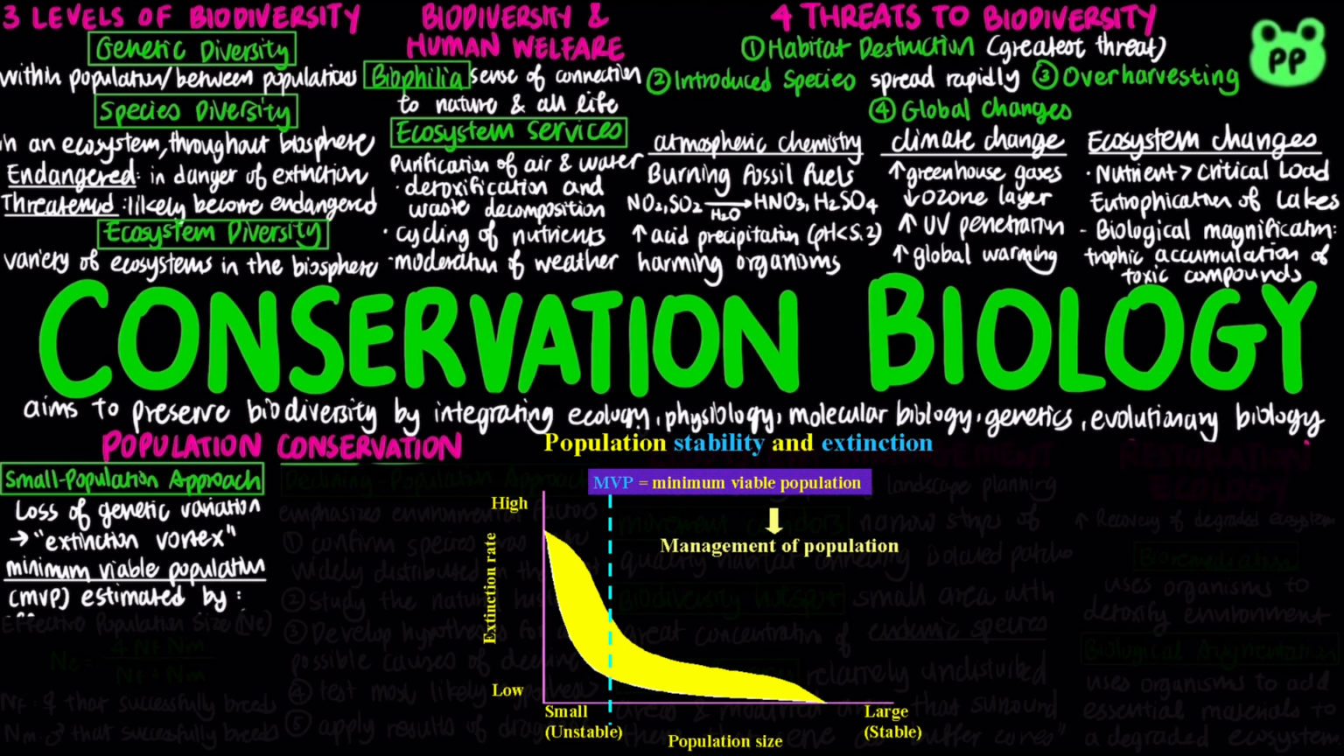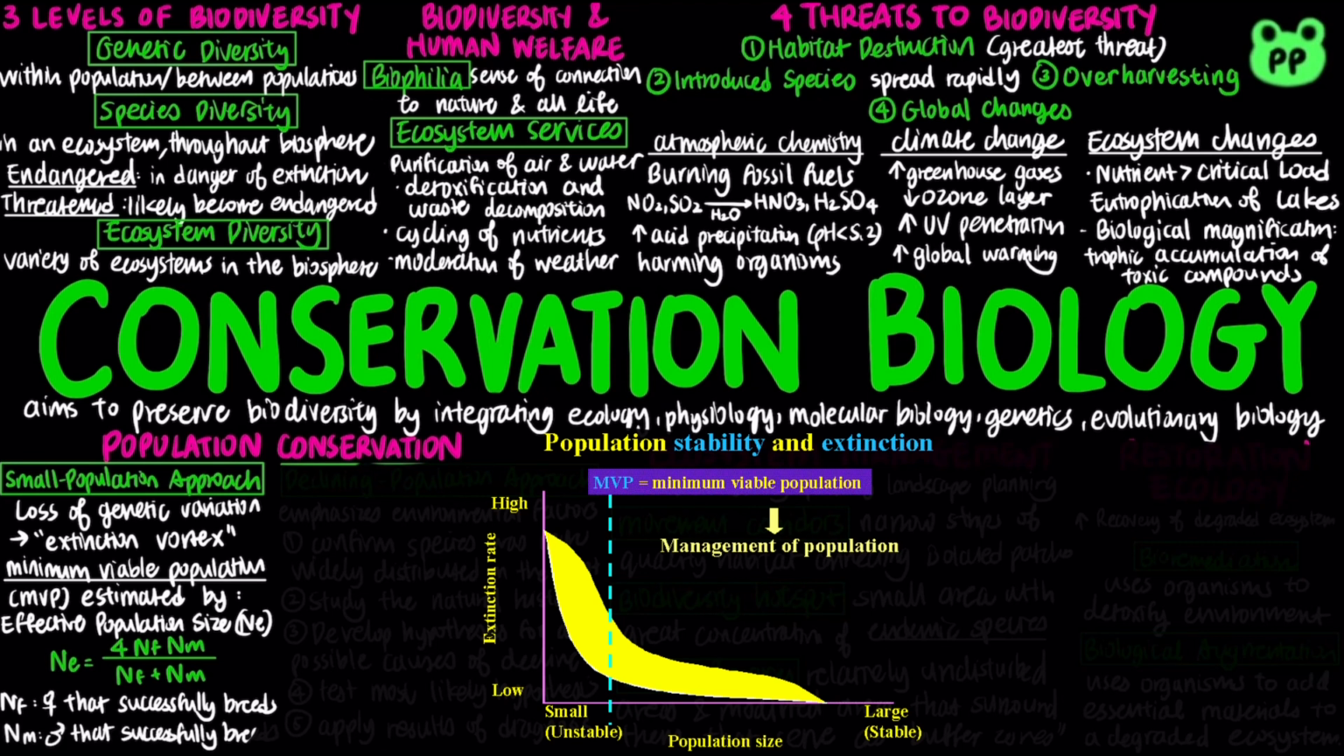A meaningful estimate of MVP requires determining the effective population size, abbreviated as NE, which is calculated by the formula NE equals 4 times NF times NM over NF plus NM, where NF represents the number of females that successfully bred, and NM represents the number of males that successfully bred. Wherever possible, conservation programs attempt to sustain total population sizes that include at least the minimum viable number of reproductively active individuals.